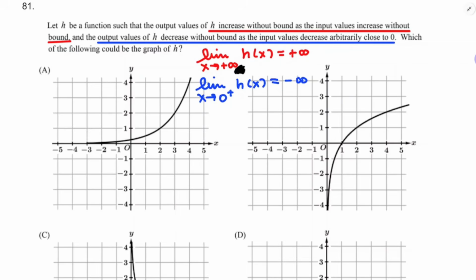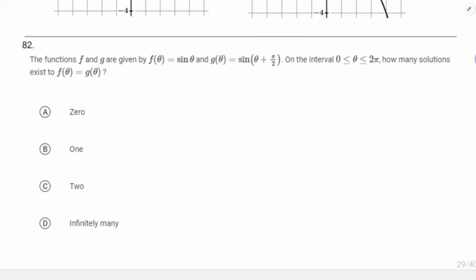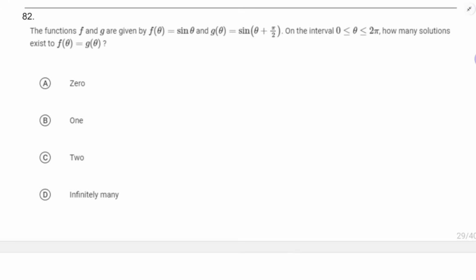There, okay. All right. Sine theta and sine of theta plus 2.